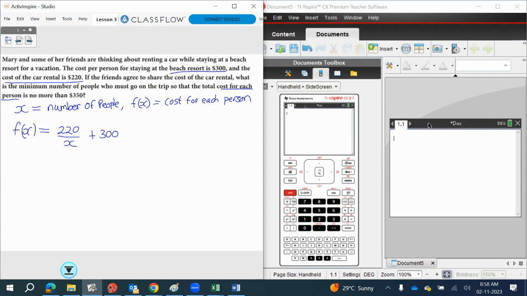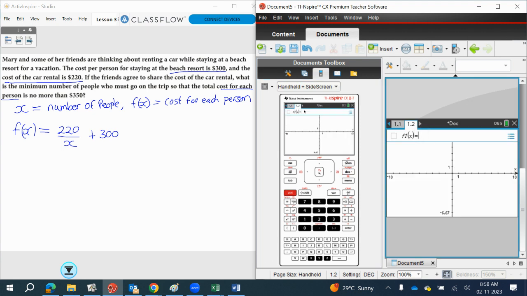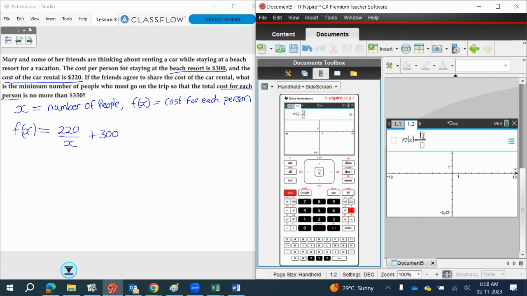Okay, so the first thing we want to do is press Control, add a page, so we can add a graph. Here on the graph, we can add in this function. We press Control and use the division symbol to get the quotient up. We want 220 divided by x plus 300. Why don't we see the function? The scale is all over the place. So let's just do some quick calculations. How much is it going to cost for one person?